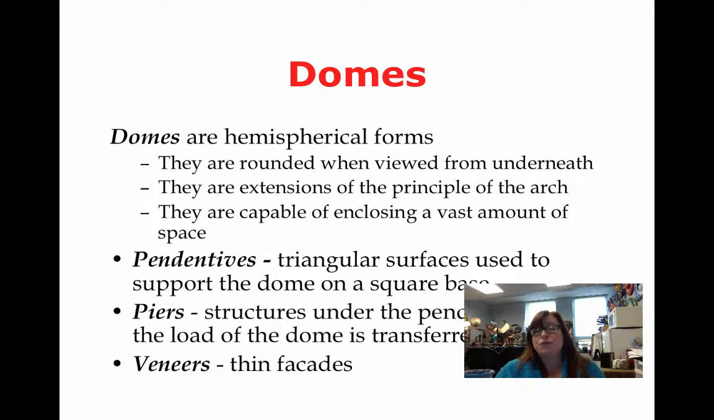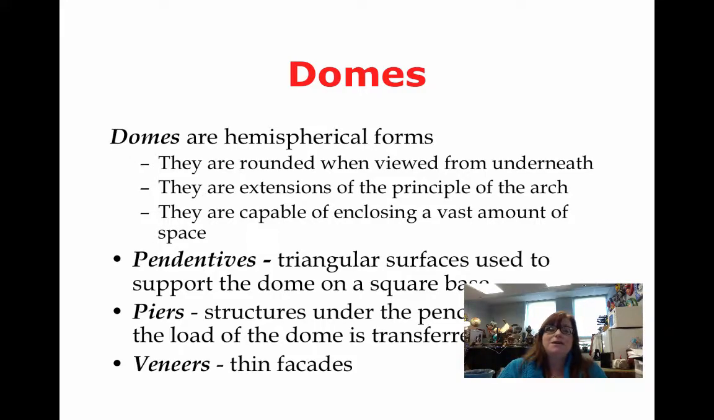express that circular principle. So domes are hemispherical forms. When you view it from underneath, they appear to be rounded. Well, they are rounded. And they're also extensions of the principle of the arch. They're also capable of enclosing a vast amount of space. So a couple of terms that we're going to look at. Pendentives are the triangular surfaces used to support the dome on a square base. And when you see the diagram, you'll see what I'm talking about. And then the piers are the structures under the pendentives that the load of the dome is transferred to.